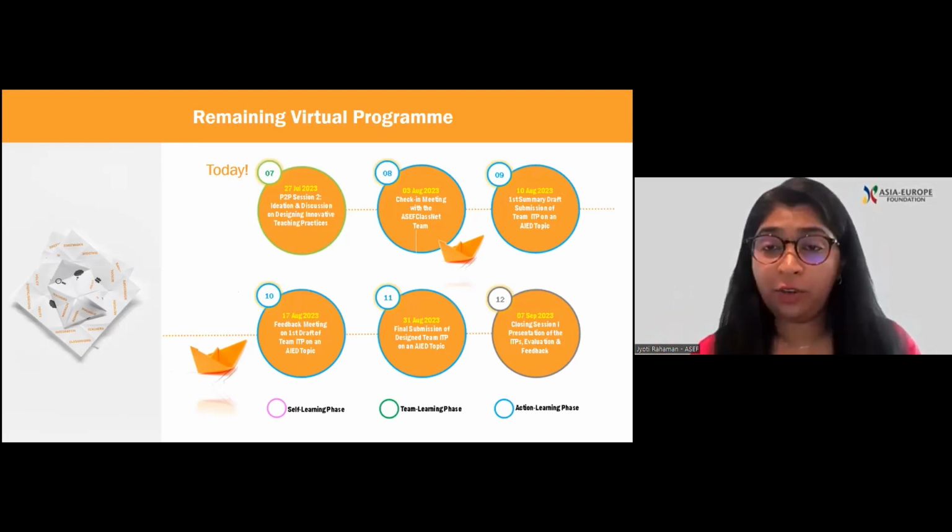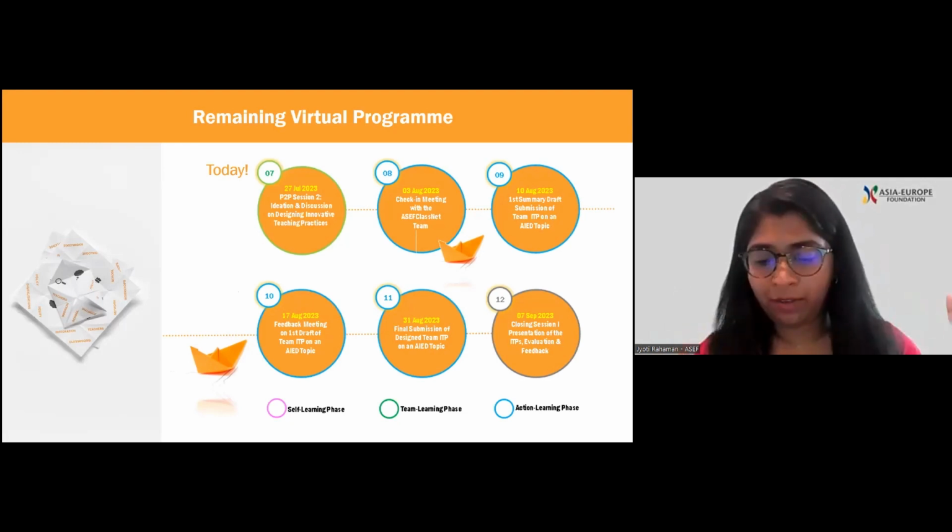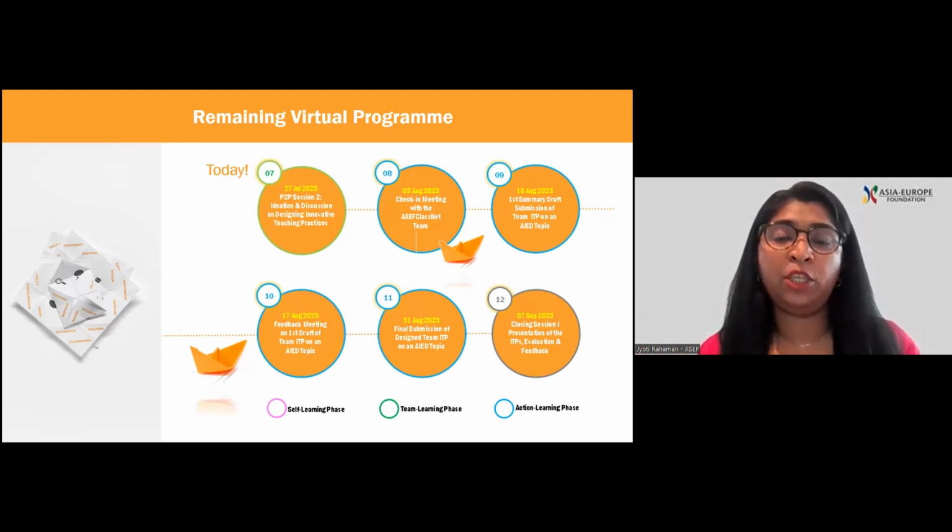So the first one is really important and crucial. It's a check-in meeting with us on 3rd of August, so that we know everything is going well in your team. You were ready with your ITP topic, and you were already set to design the ITP by the end of August. And then we will have a deadline for you, which will be the first summary draft submission on an AI&ED topic for your ITP on 10th of August.